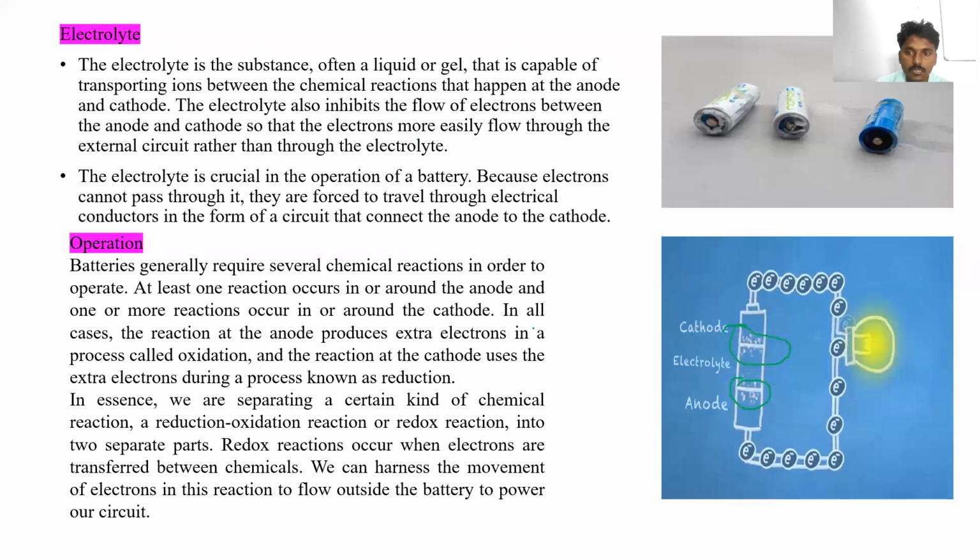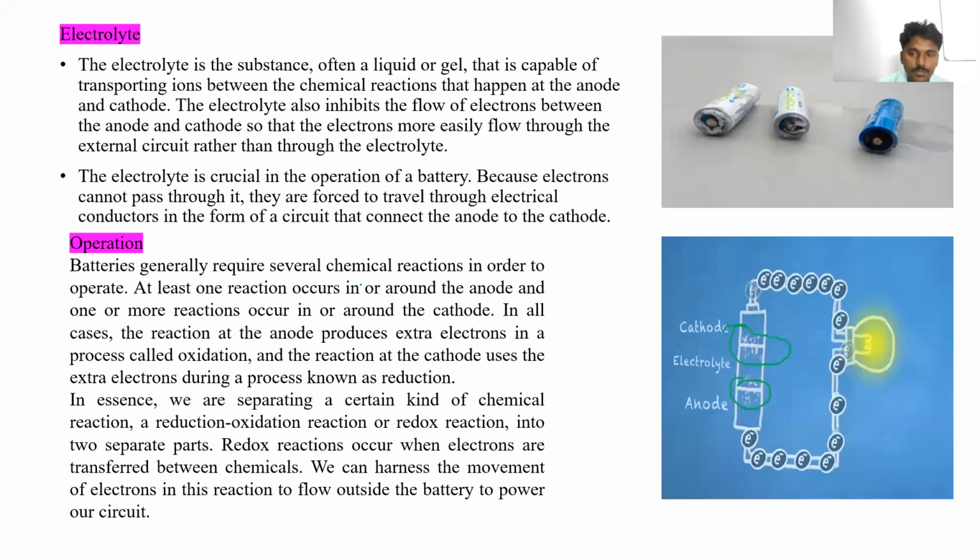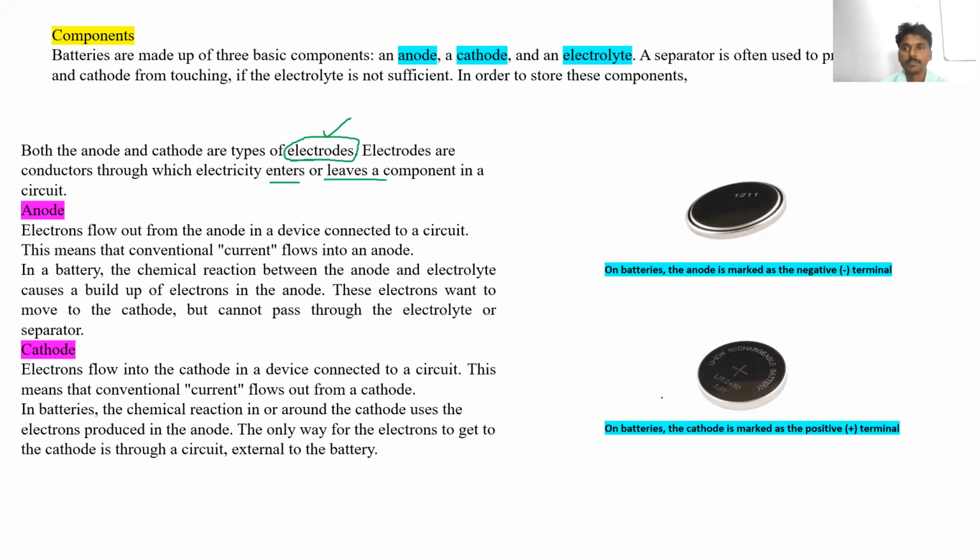So what can we say here? The electrons flow out from the anode. Whatever chemical reaction takes place between the electrode and electrolyte, if the electrons flow outside, that electrode can be called the anode. Clear?